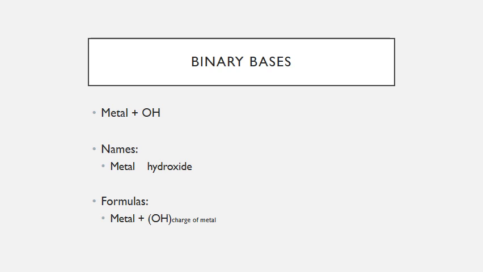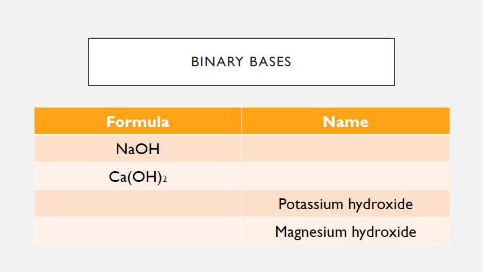So let's go through some examples for how we do these. Our first formula is NaOH, and we're going to write the name. I'm going to look at my metal, and Na is sodium, so I'm going to go ahead and write sodium. And then OH is hydroxide, so it's just sodium hydroxide.